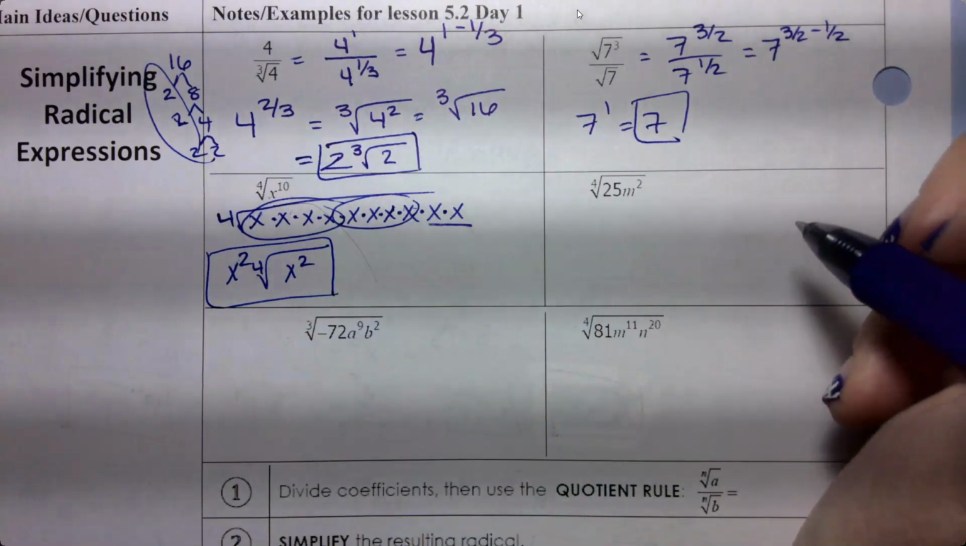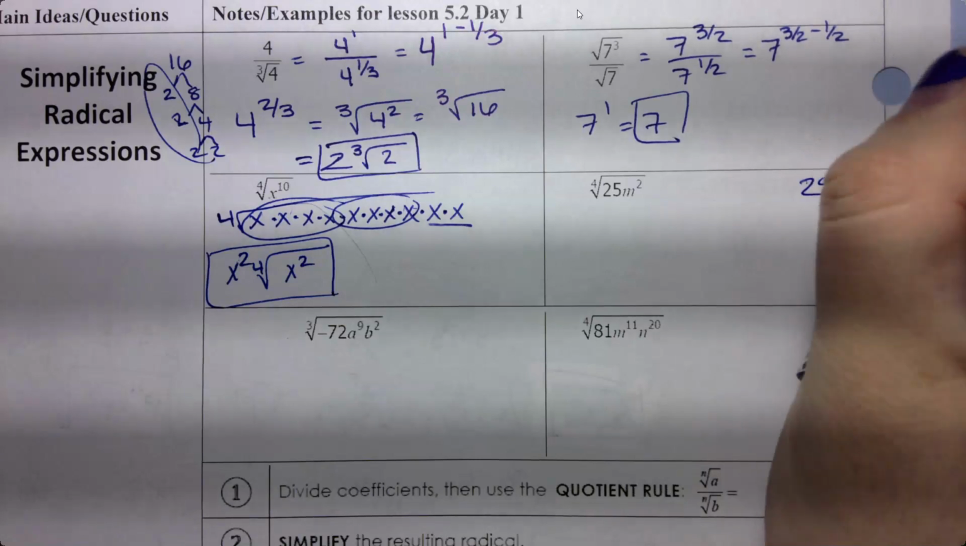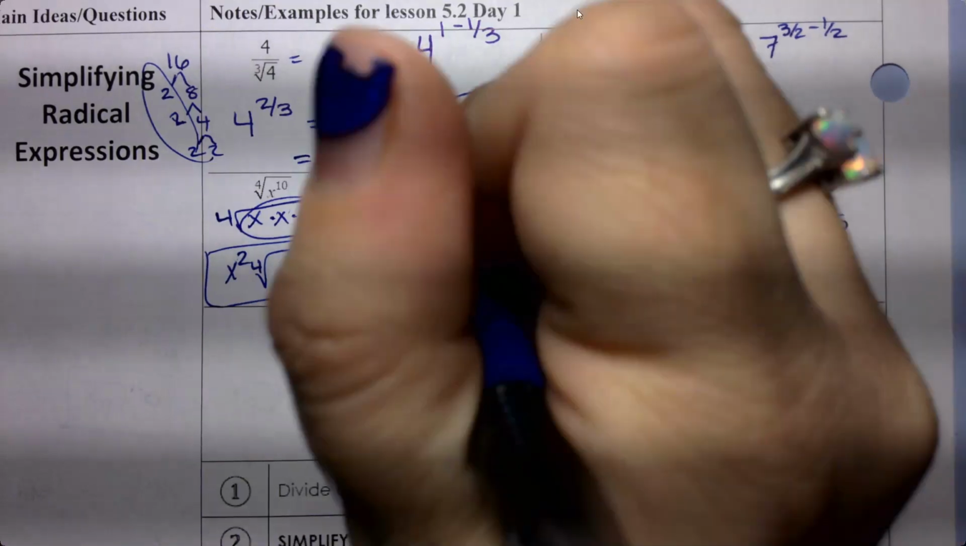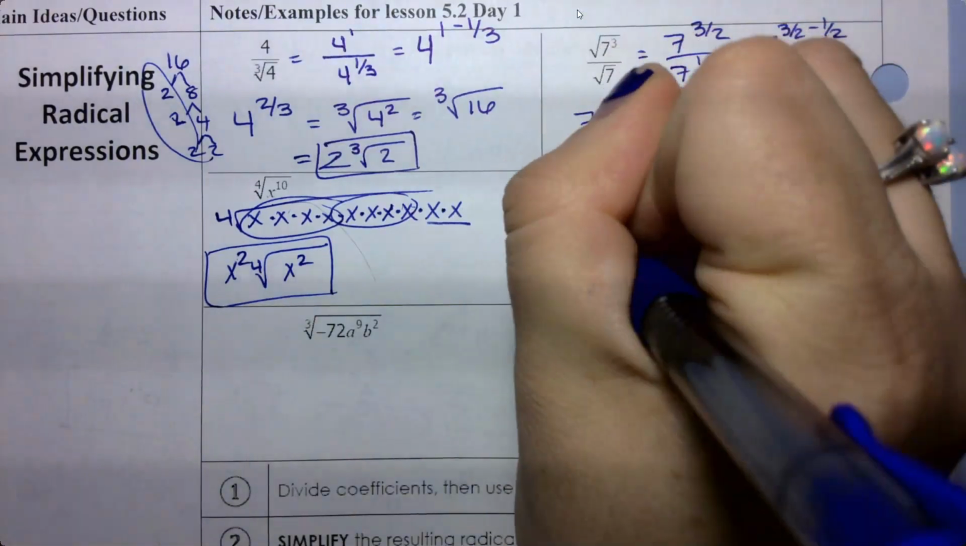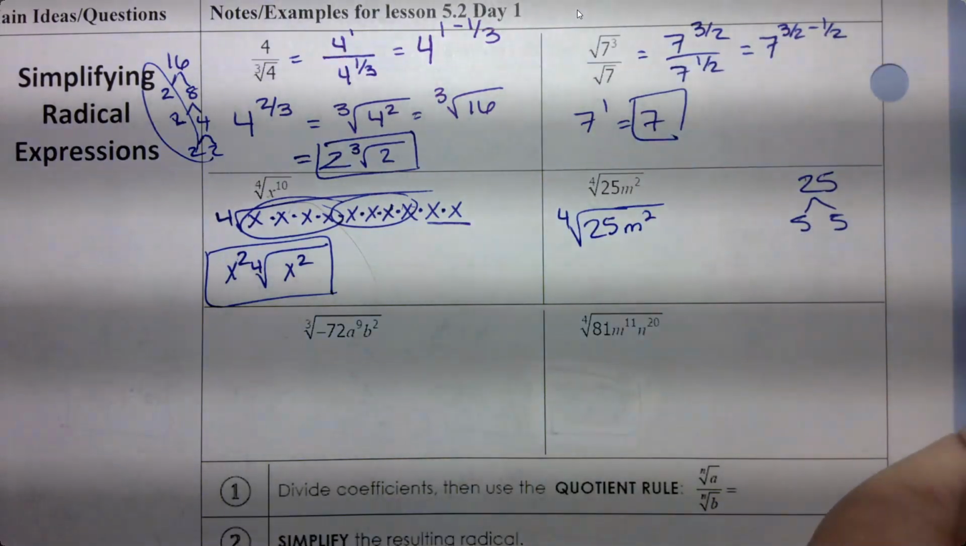On the next one, I want to see if I can simplify this. So 25 breaks down to 5 and 5. I can't do anything with that. And my m squared I can't do anything with. So this stays the 4th root of 25 m squared. Nothing to simplify here.